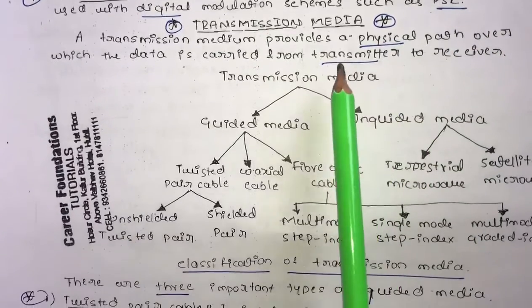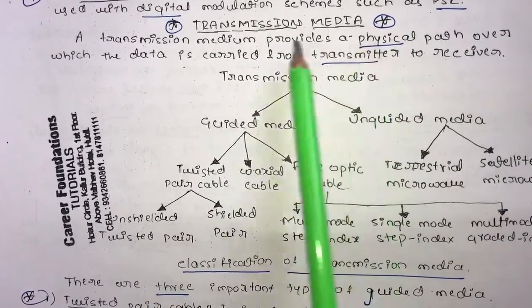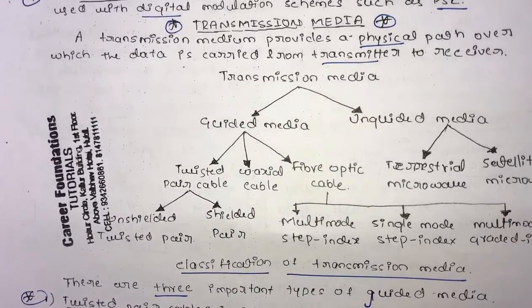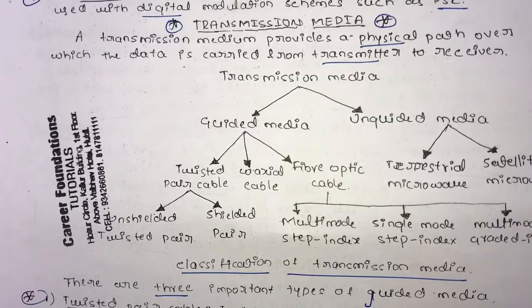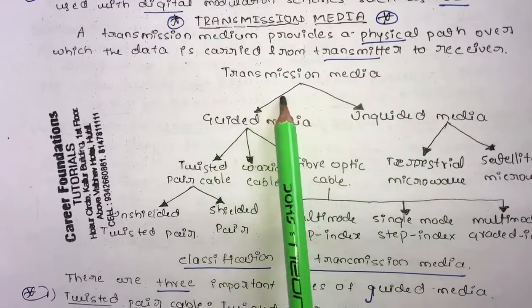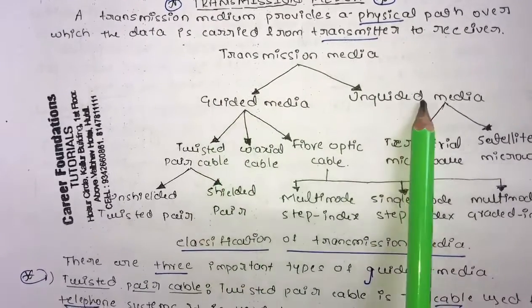The next topic is transmission media. Media is mainly used to send the signals. We have a transmitter, we have a receiver, and in between there is a media or a channel. It may be wired or it may be wireless. Media are of two types: guided media and unguided media.